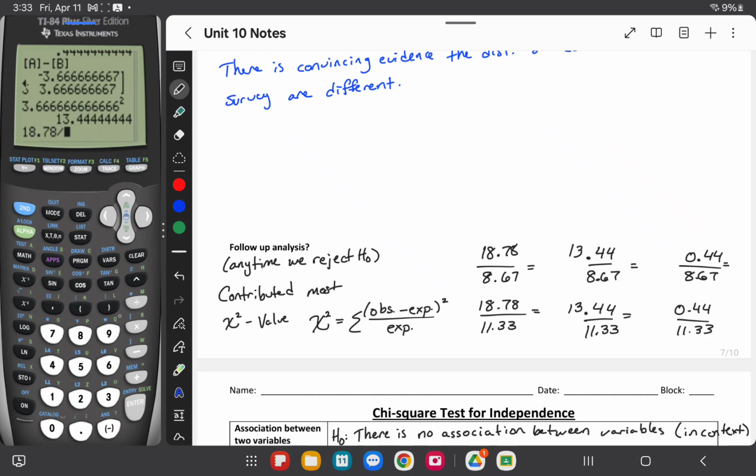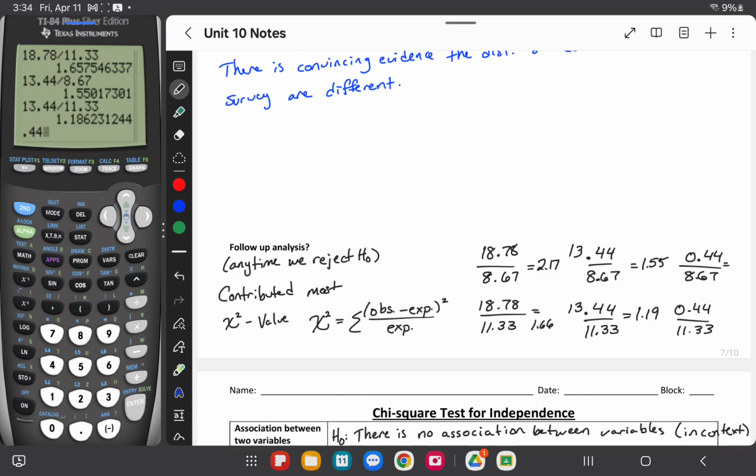So I'm going to take 18.78 divided by 8.67, which is going to be a contribution of 2.17 to the chi-squared value from that first column, first row. And then I'll repeat that for each of the others. So 18.78 divided by 11.33 is going to be 1.66 for that next one. Then 13.44 divided by 8.67 is going to be 1.55. Next, I'll do the same, divided by 11.33, which is going to be 1.19.